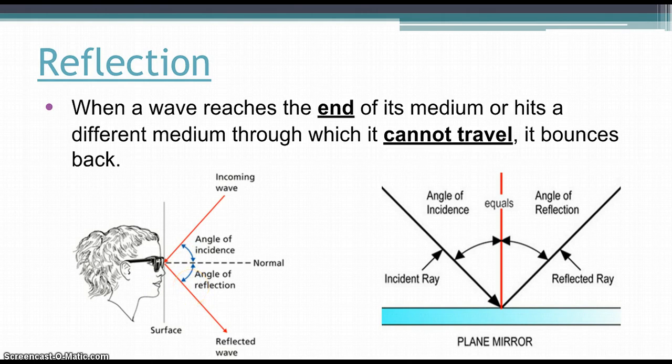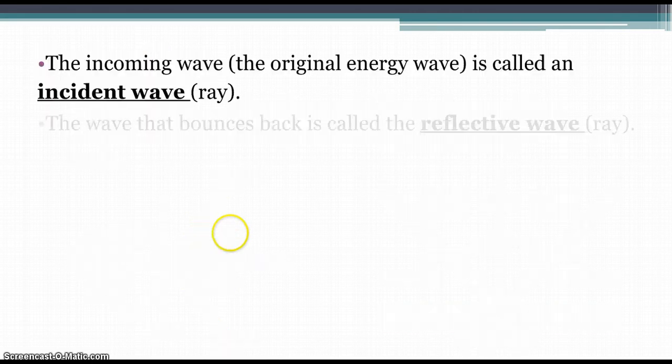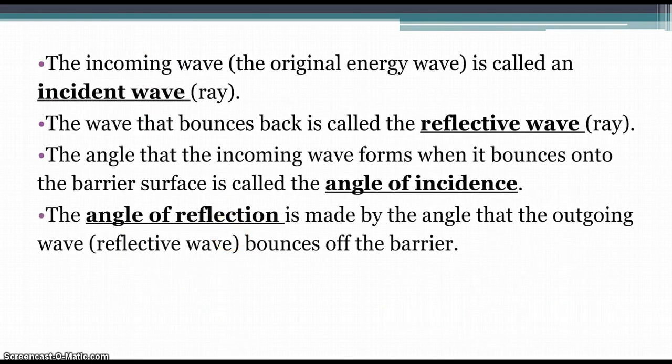And so basically, if a wave was coming in directly on the normal line, it would bounce back and go right back out on the normal line. However, you can see that this incoming wave is coming into the barrier medium of her sunglasses, and it's going to bounce off this direction because it's not coming in on the normal line. This angle that is between the normal and the incoming wave, or the incident wave, is called the angle of incidence.